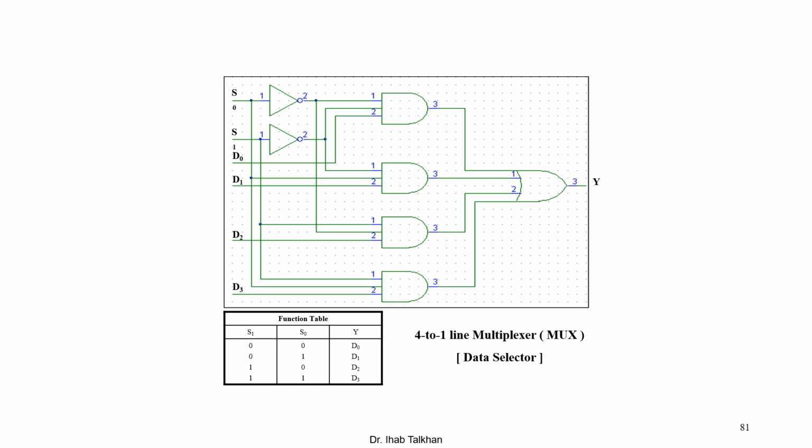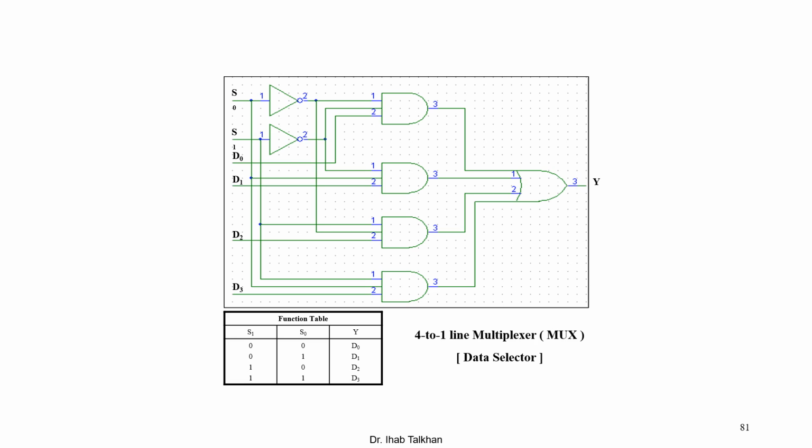In this slide, I'm going to give you an example. It's a very simple one. We have 4 inputs, which means that 2 power n equals 4. So this means I have to have 2 selection lines, and I have 1 output. As you can see here, we have D0, D1, D2, D3 as inputs, and we have S0 and S1 as the selection lines, and we have Y as the output here.